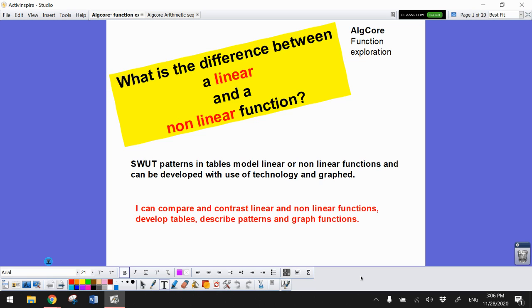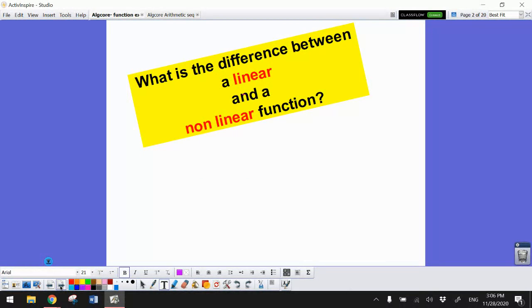Okay, so today and tomorrow we're going to be working on some function exploration, where we're going to be looking at the difference between linear and nonlinear functions. We're going to be looking at some patterns, and we definitely need our graphing calculator today. So open up the Desmos graphing calculator, that way you can be working on pulling tables and that kind of thing.